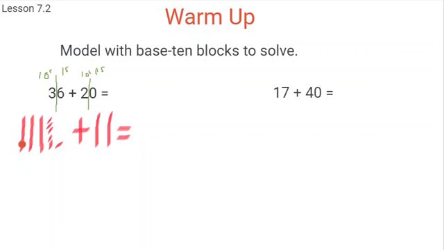Okay, we have 1, 2, 3, 4, 5 tens. How many ones do we have? Well, we have 0 here, so there's 0 here. And we know that this is 6 because it was just right here in 36. So we have 56.